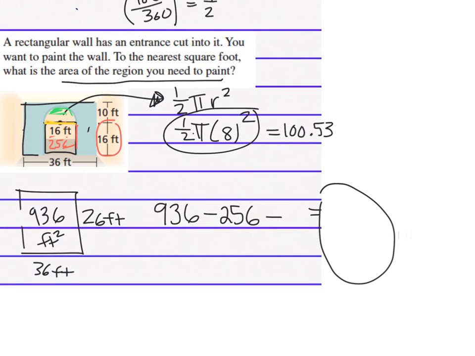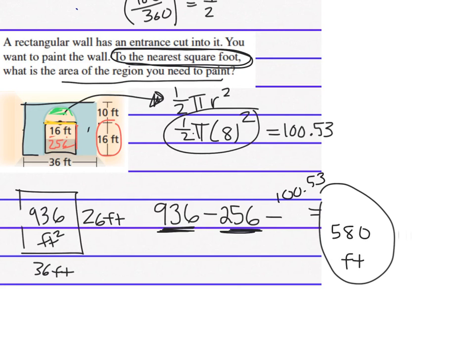So I'm going to go back over here. We had the whole wall, 936. We're subtracting out the square, 16 by 16 square, 256, and then we're subtracting out that semicircle, 100.53. So to the nearest square foot, and sometimes that will come up on the homework, and I miss that kind of thing too, 580 square feet. Sometimes I'll forget to round, and you'll think you have the wrong answer, and you're just not rounding to the place they want you to round to.